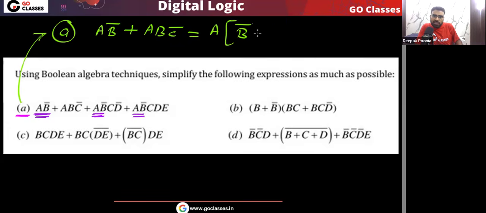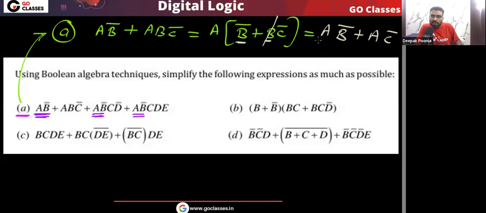If you take this A out, inside you will get B bar or BC bar. Now here you can see we have B bar, and here we have BC bar. So this B you can remove. So finally you will get AB bar or AC bar. Okay, AB bar or AC bar. This will be the final answer.